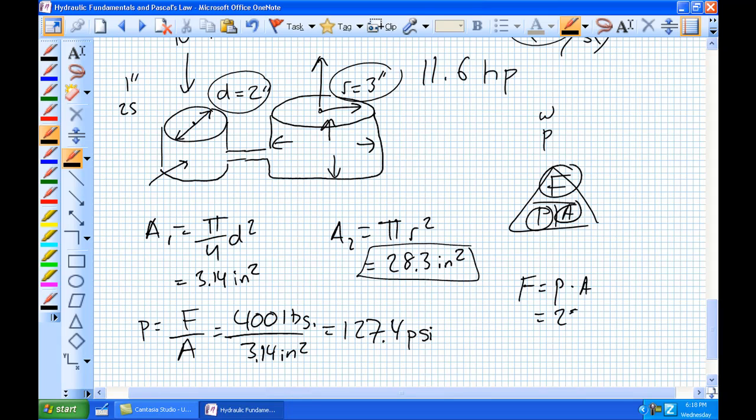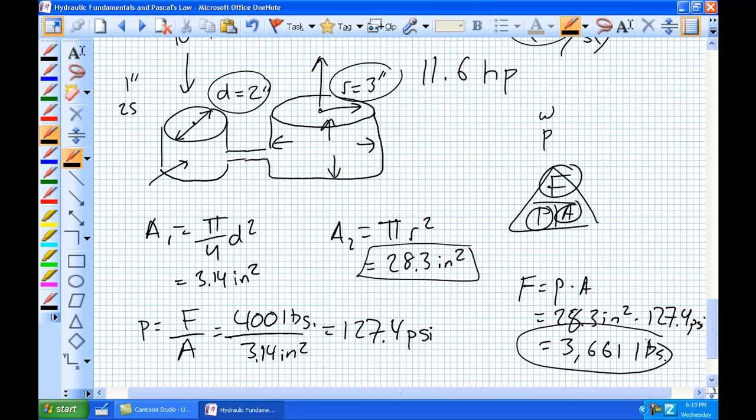Our area is 28.3 inches squared times our pressure, 127.4 psi, going to give us an incredible force of 3,661 pounds. Not too shabby, huh? For only putting 400 pounds in, we get 3,661 pounds out. But keep in mind, the travel for our first disc only went down an inch.